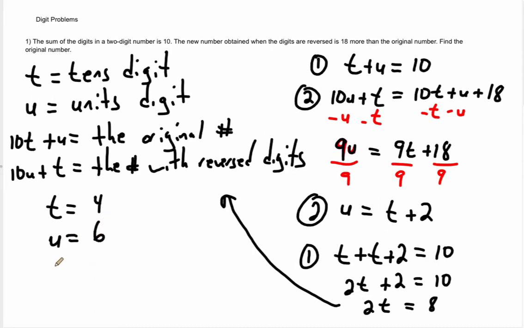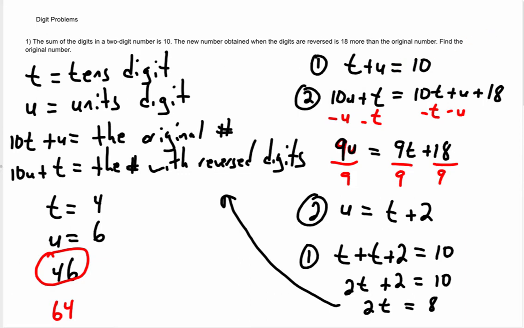So I believe the number is 46, because this is the tens. And we can test it. The sum of the two digits is 10. And then the reversed number, which I'll put in red, would be 64. So when the digits are reversed, it's 18 more than the original. And yes, it is. So this is the correct answer right here.